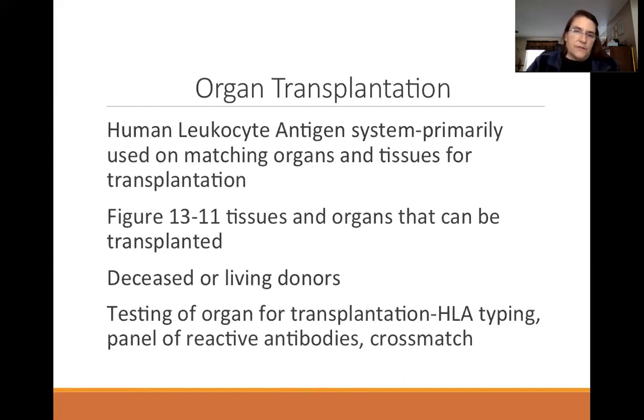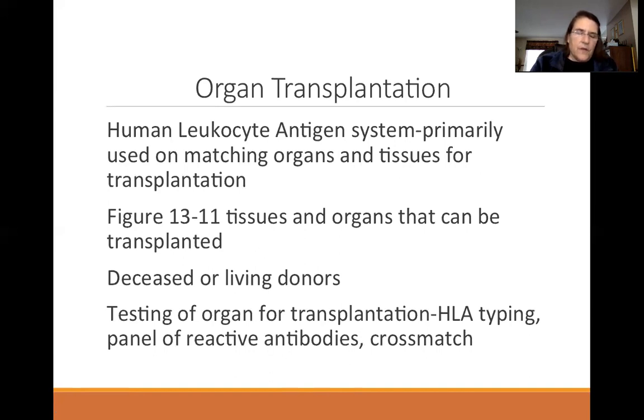Organ transplantation. All right, the last couple of slides are going to be about organ transplantation. The human leukocyte antigen, HLA system, is used primarily for matching organs and tissues for transplantation. This is huge because this is how we keep from having organs rejected. This has really done a lot to keep rejection down. Figure 13-11 in your book shows tissues and organs that can be transplanted. Transplants can come from deceased or living donors.